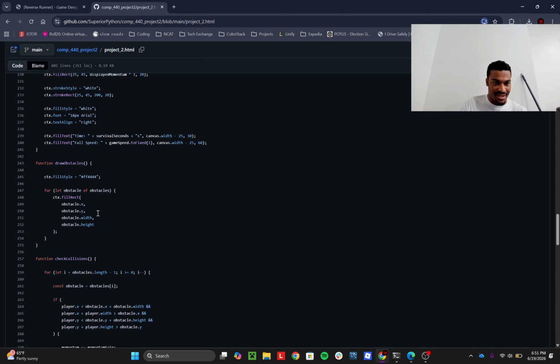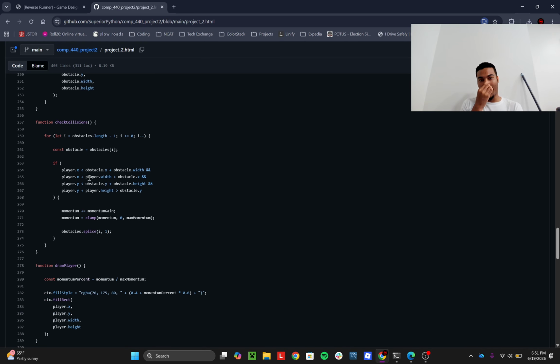Now for the collisions. This is the most important function in the game, and this is where the genre convention is reversed, because instead of collisions causing damage, collisions increase momentum, and after momentum is restored, the obstacle is removed, basically.